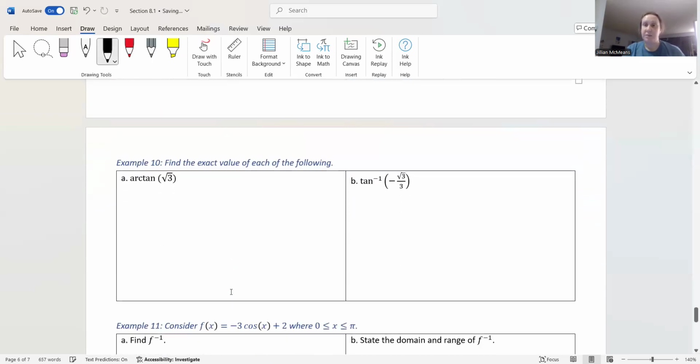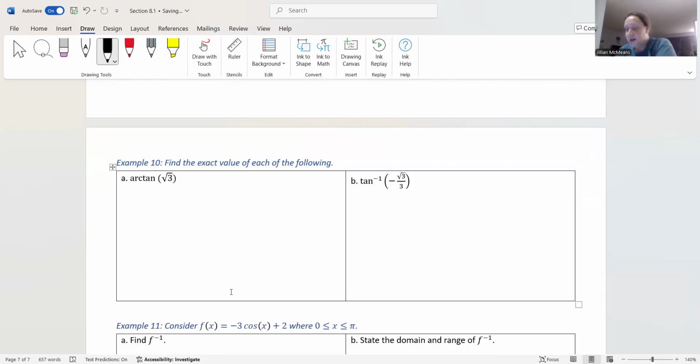Now, I'll tell you, tangent can be a pain in the behind, because when you're dealing with the unit circle, sine and cosine are just on the unit circle. But tangent, you have to do that ratio of sine divided by cosine. So it can be a little bit harder to work with sometimes.